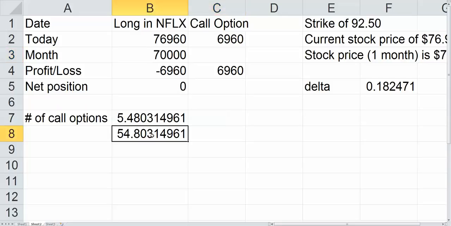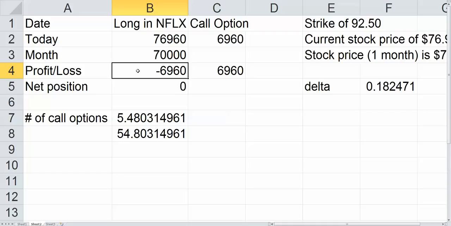So if I had written 54.8 options, I would have received 6,960 for writing those call options. They would essentially expire worthless and they would never be exercised, so I'd never have to deliver any stock for having written that call option. That would give me a gain on the option of 69.60, which would perfectly balance out my loss on the long position of my stock.